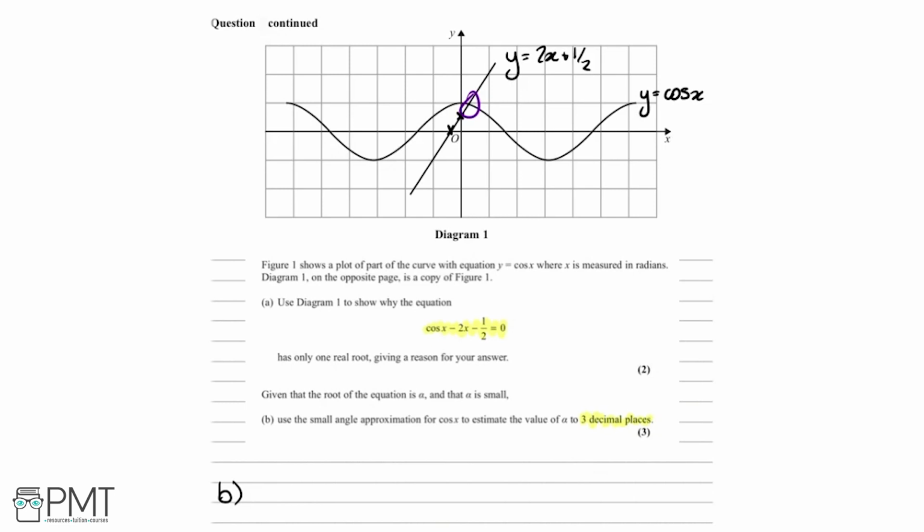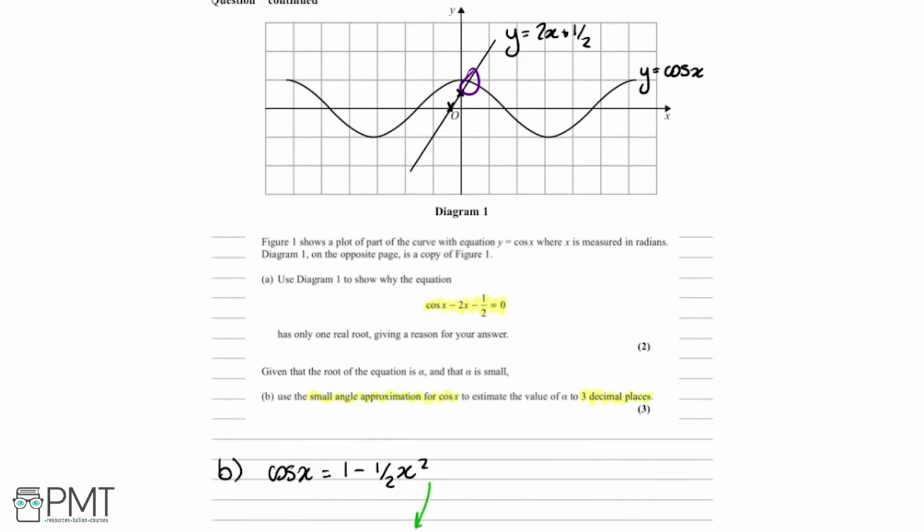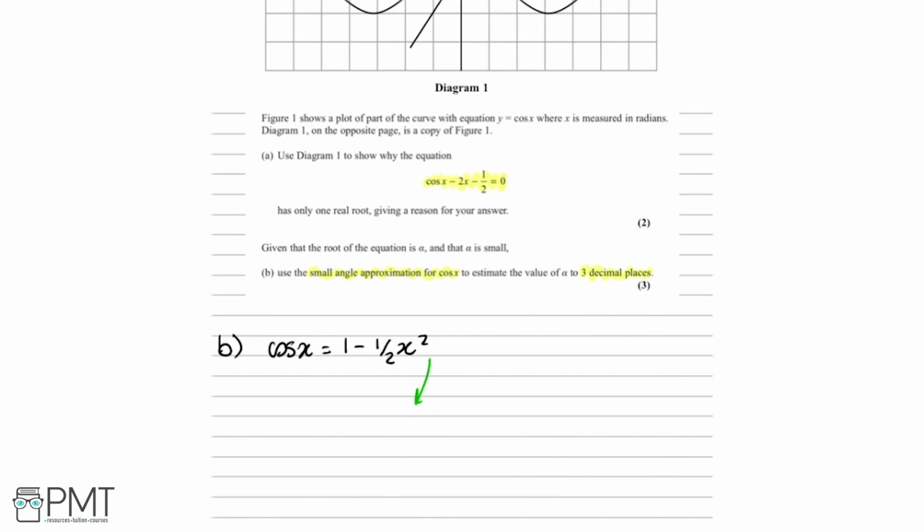Now from the formula booklet, we know that the small angle approximation for cos x is that cos x equals 1 minus half x squared. So what we can do is substitute this into the original equation, or the one from part A. Doing that we've got 1 minus half x squared minus 2x minus a half equals 0.